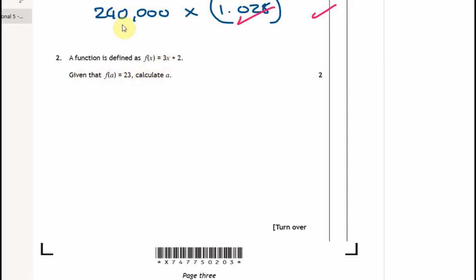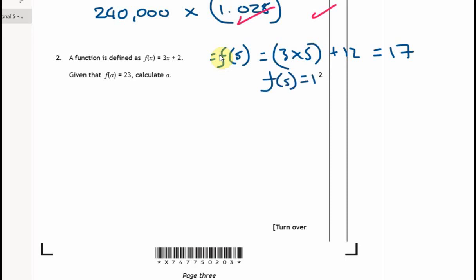Okay, so there's 2 ways they can ask these questions. What they sometimes say is, calculate f of 5. Okay, that's one thing they could say, for example. And all they're saying is substitute 5 into the equation. So they give you the number that x is, and they want the total. So they want you to say, okay, well that's going to be 3 times 5 plus 2. So that's going to be 17. So f of 5 equals 17. And that's one method they could do.